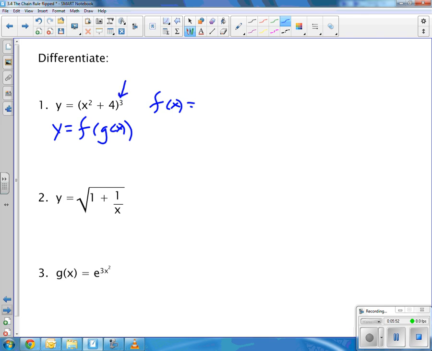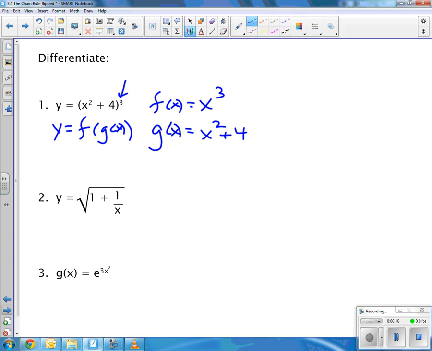So we have something being cubed, it's outside, so x cubed. In this case, x is representing the interior function. Now my g of x function is what's on the inside, x squared plus 4. So I know what my two functions are, and now I know that I have to differentiate using the chain rule, because this is a composition.